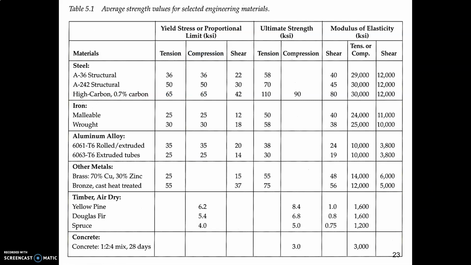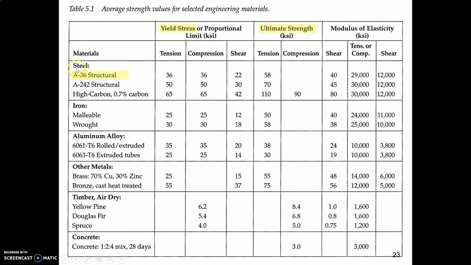Here is a table out of our book. Average strength values for certain materials. So notice that these two sets of columns are yield stress, so that's where the material stops being elastic and it turns plastic, that's where it yields. And over here is ultimate strength, that's where it breaks.